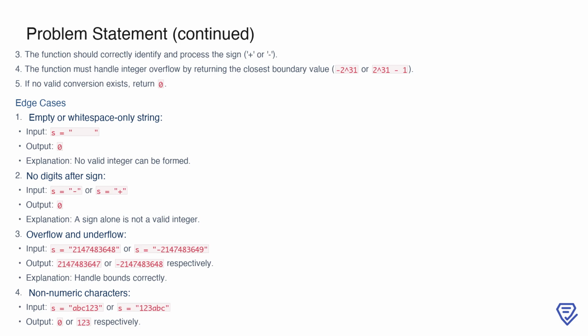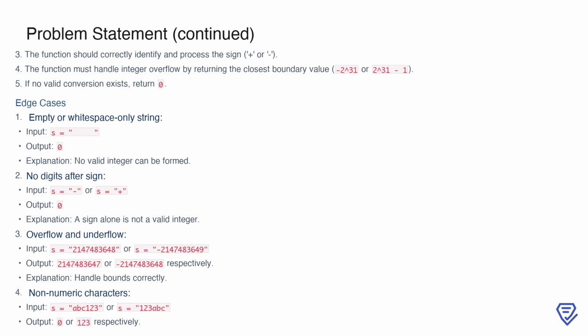The constraints for the problem specify that the input string will have a length between 1 and 200 characters. The function must properly handle leading and trailing whitespace, as well as optional signs like plus or dash. Additionally, it needs to account for integer overflows or underflows by returning the nearest boundary value, either -2^31 or 2^31 - 1. If no valid conversion exists, for example, if the string contains only whitespace or no digits following a sign, the function should return 0. Let's examine a few edge cases to further clarify these requirements.